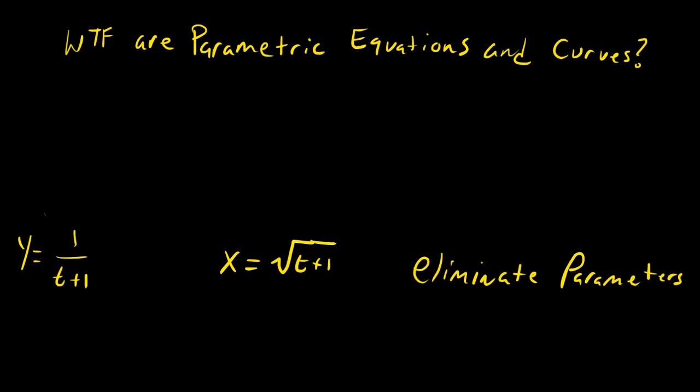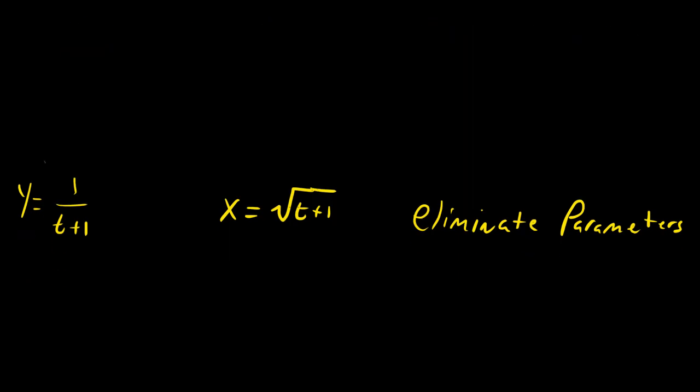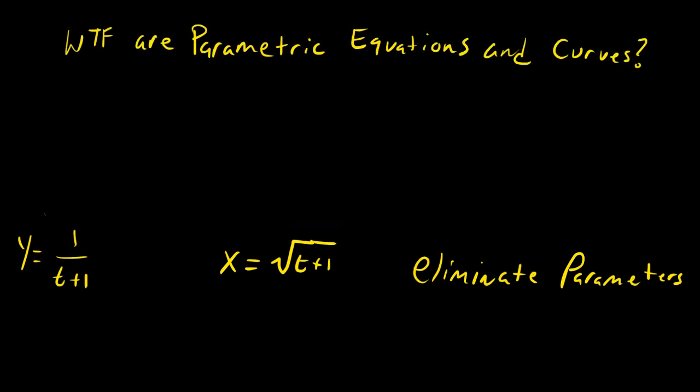For example, looking at this first problem, if I had 1 for t, my x coordinate would be square root of 2 because I plug in 1, and then my y coordinate would be 1 half because it's 1 over 1 plus 1. So my full coordinate would be square root of 2, 1 half. That's essentially all that they are. It's just instead of defining your coordinates as one line, you're defining them by two lines and then finding whatever they ask you to find with that.